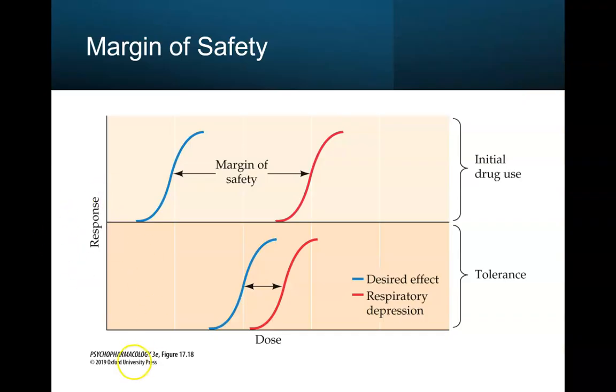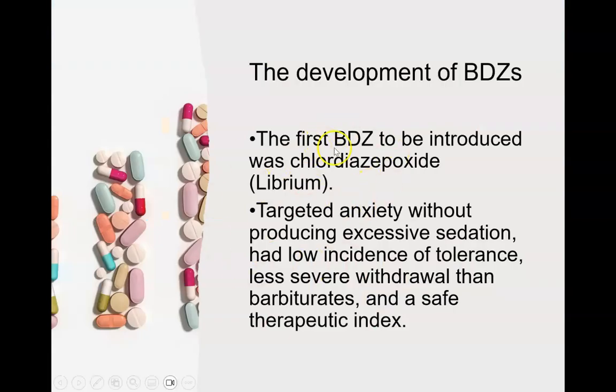So here you can see with our barbiturates, here's our therapeutic effect, here's the respiratory depression. Here's what happens with tolerance. The respiratory depression doesn't change, but your therapeutic desired effect does, creating a smaller therapeutic index and a greater likelihood of overdose and death. So let's talk about the development of benzodiazepines.